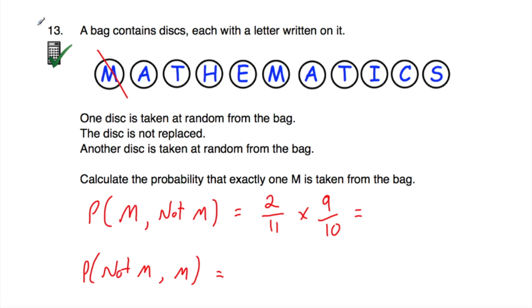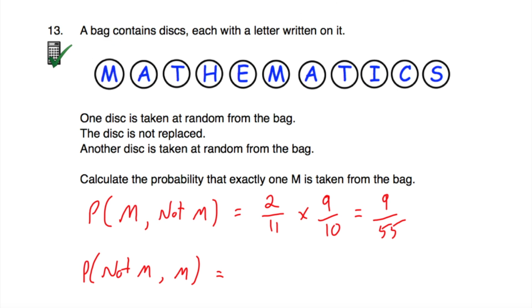And then if we work that out, it's a calculator question, so I'm going to get my calculator here, and I'm going to do 2/11 multiplied by 9 tenths. And that's equal to 9/55, so 9/55. So that's fantastic. Now let's find the probability of getting not an M and then an M. So let's actually just put that M back in there, that one there.